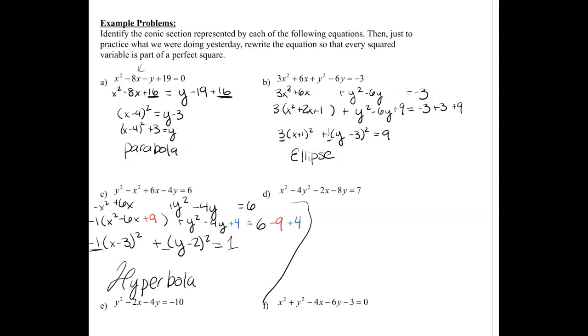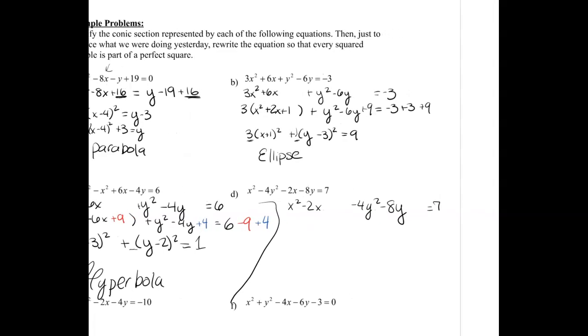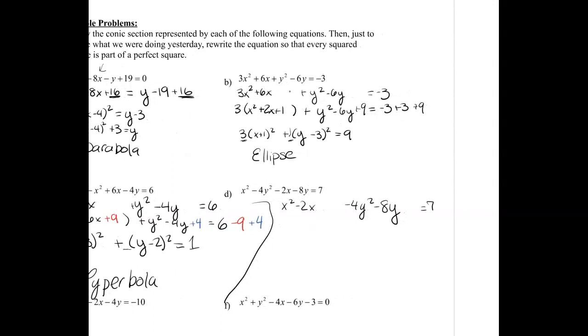Alright, so again, I'm going to get my x's and my y's to one side because I see that I have both an x squared and a y squared, so let's get those all together. So I've got x squared minus 2x minus 4y squared minus 8y equals 7. Alright. So again, I'm going to complete my squares if I can, but first I need to factor out that -4 out of my y's to make it a little bit nicer. So I should just get x squared minus 2x minus 4 times the quantity of y squared plus 2y is equal to 7.